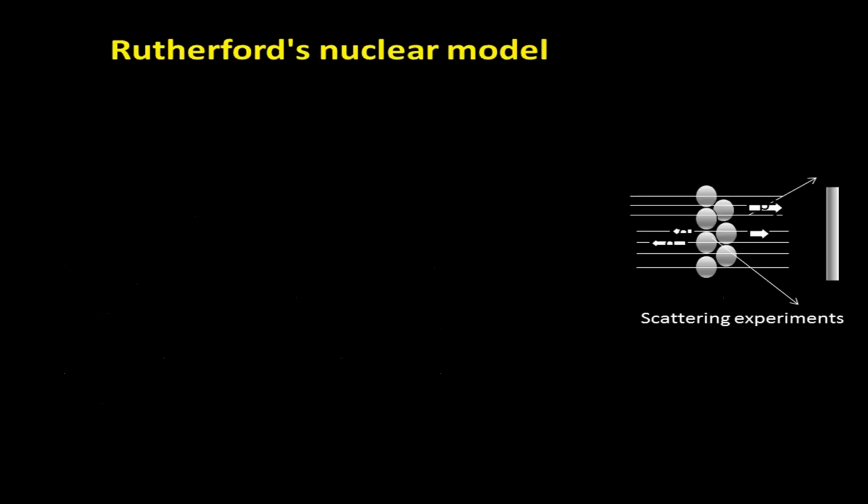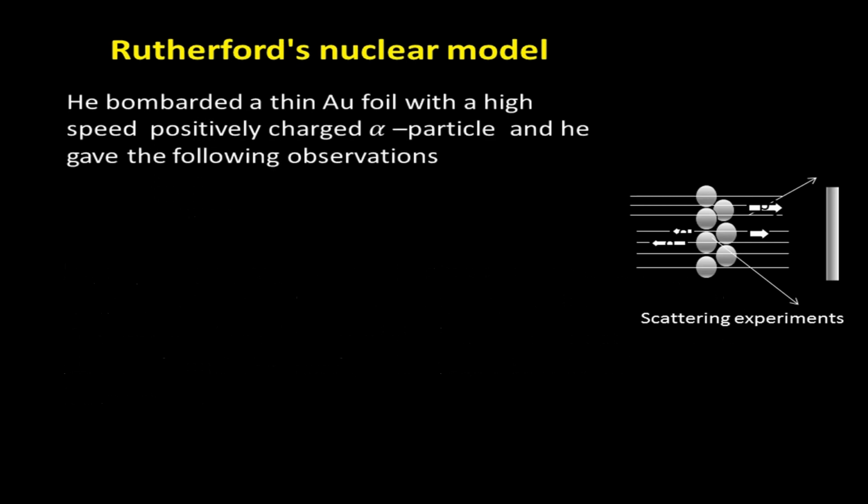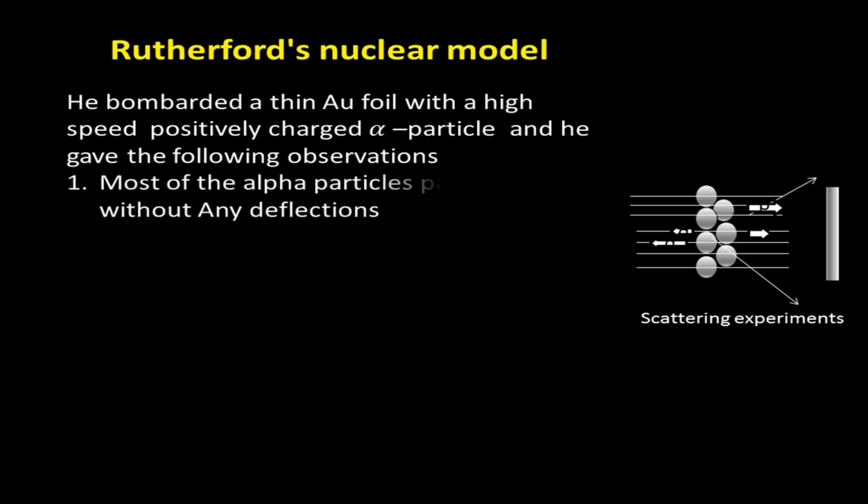Rutherford's nuclear model. Rutherford bombarded a thin gold foil with a high-speed positively charged alpha particle. Alpha particle can be helium, and he gave the following observations. 1. Most of the alpha particles passed without any deflection. This is the experimental diagram. So these are the particles that passed without deflection.